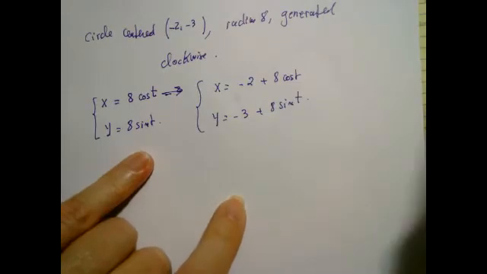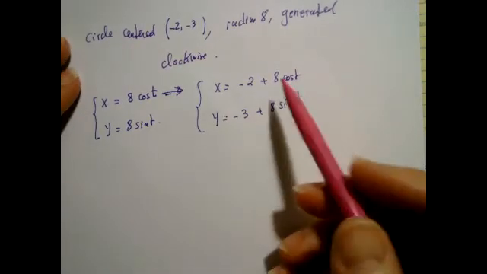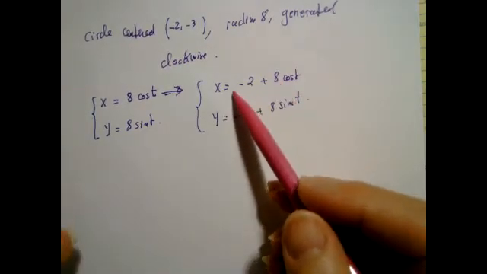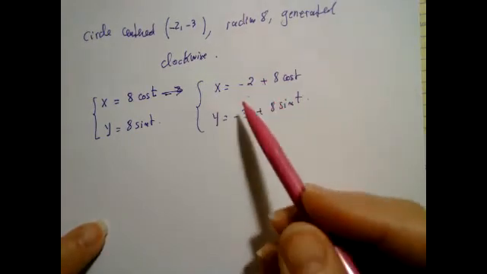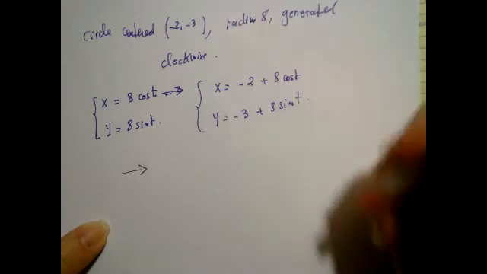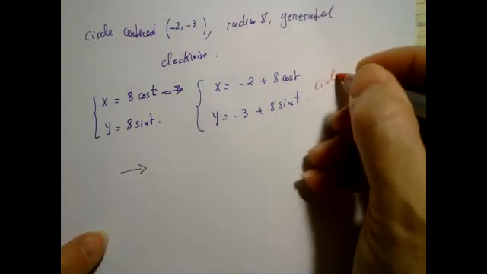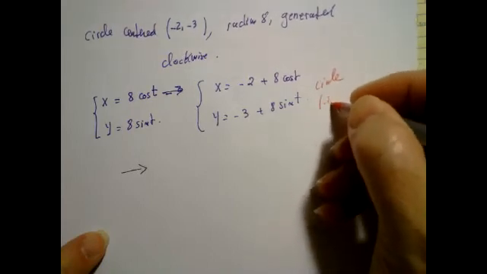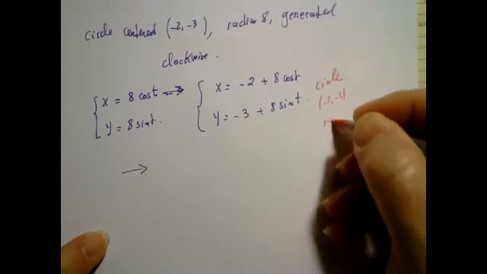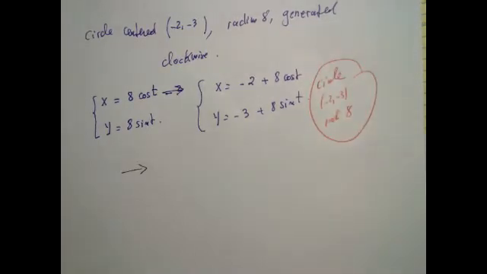Because, let's see, if I take this one, I want to show you how you're going to modify it. Oh, no, sorry, this is correct, my mistake. All right, why is this a circle? Why is this correct? Why is this a circle centered at -2, -3, radius 8? How can I convince you it is the case?